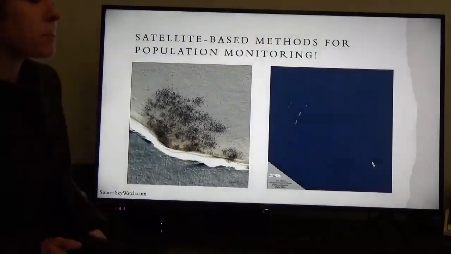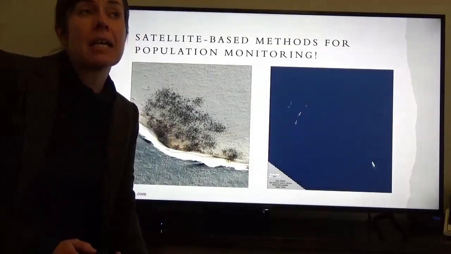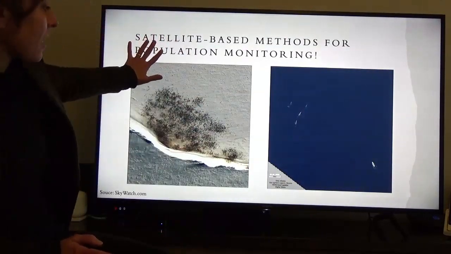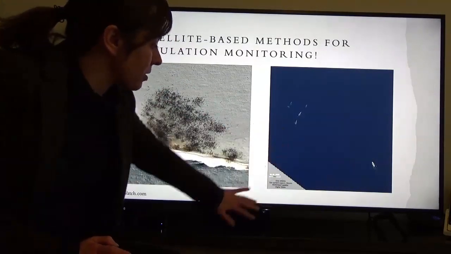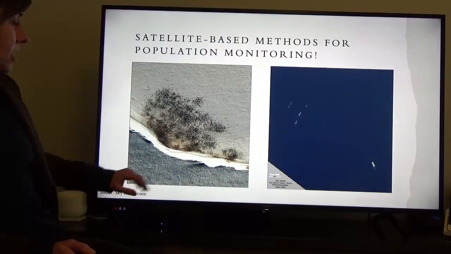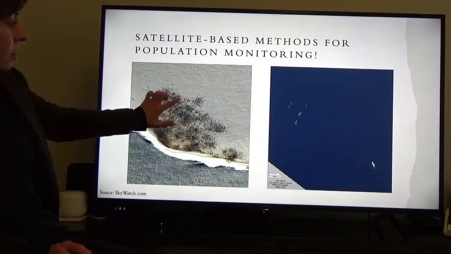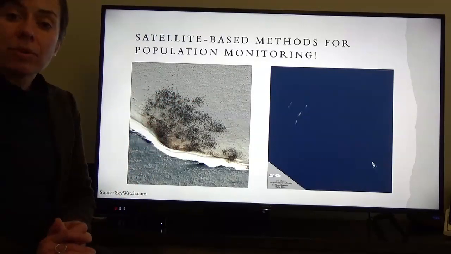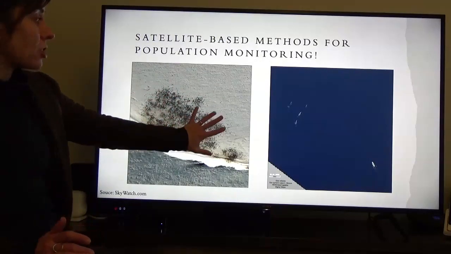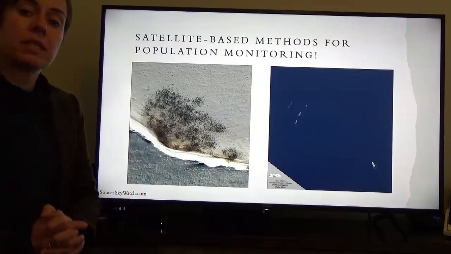Okay, so the last couple slides, just to show you some really cool new methods that have developed for estimating population densities, estimating abundance within a population using satellite-based methods. Both of these are images taken using the WorldView satellite from Digital Globe, from skywatch.com. In this image, each of these little black specks is an emperor penguin. We have a huddle of emperor penguins here, and you can imagine being able to simply go through and count the number of individuals in the population.